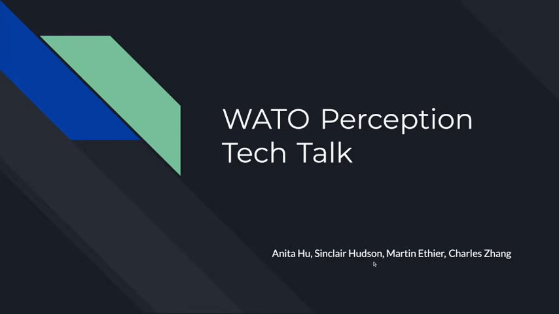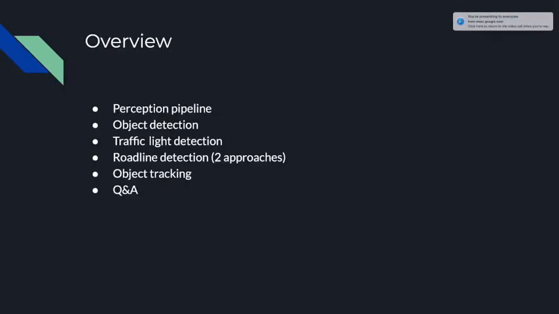With me, I have three members of our perception team: Anita, who leads the perception team, as well as Sinclair and Martin, who work very closely with the projects on there. I will hand it off to Anita to give an overview. Thanks, Charles. For this tech talk, we'll be talking about the perception pipeline and going into detail on each of our algorithms. That includes object detection, traffic light detection, two approaches that we've used for road line detection, and lastly, object tracking. At the end, we'll have some time for questions and answers.